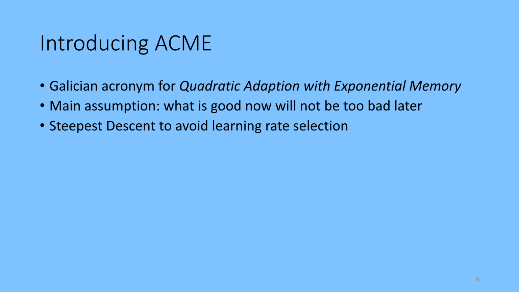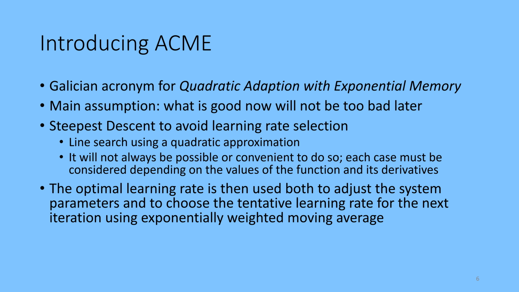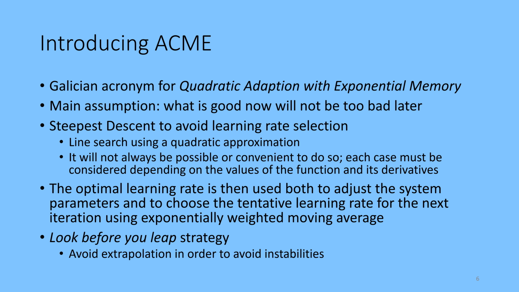The basis of the algorithm is steepest descent, which avoids the need to choose the learning rate at the cost of performing a line search. In our case, we perform this line search using a quadratic approximation of the loss function. However, it won't always be possible or convenient to use this approximation. Each case must be considered depending on the values of the function and its derivatives. The optimal learning rate is then used both to adjust the system parameters and to choose the tentative learning rate for the next iteration using an exponentially weighted moving average.